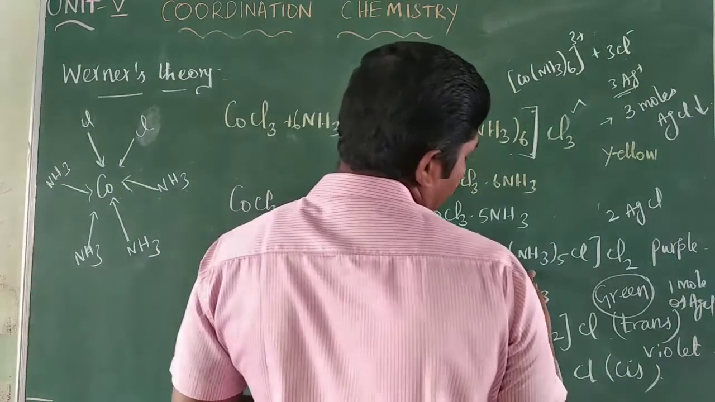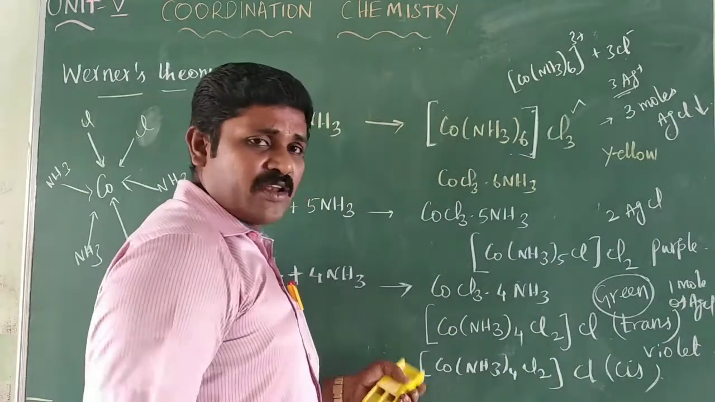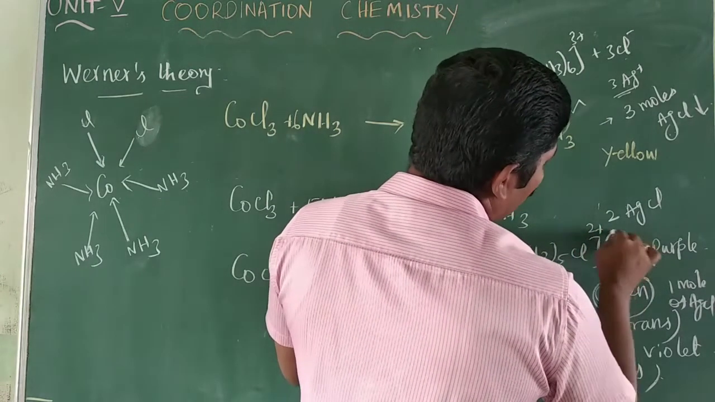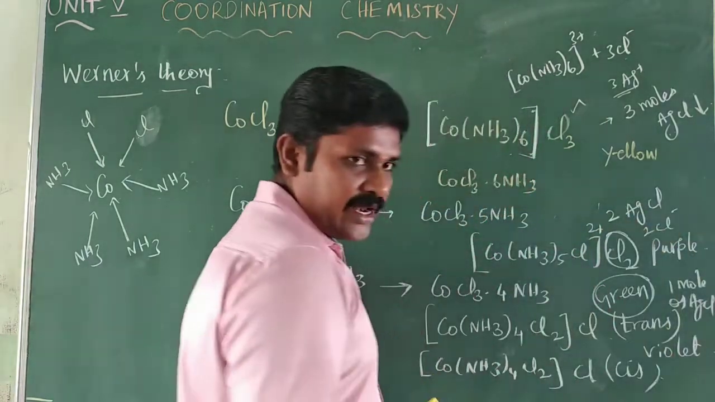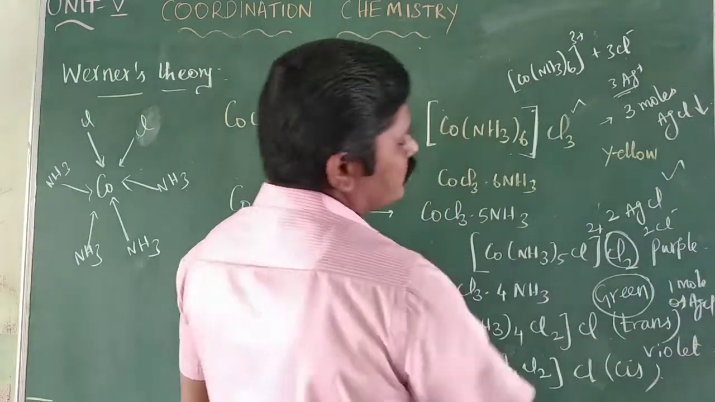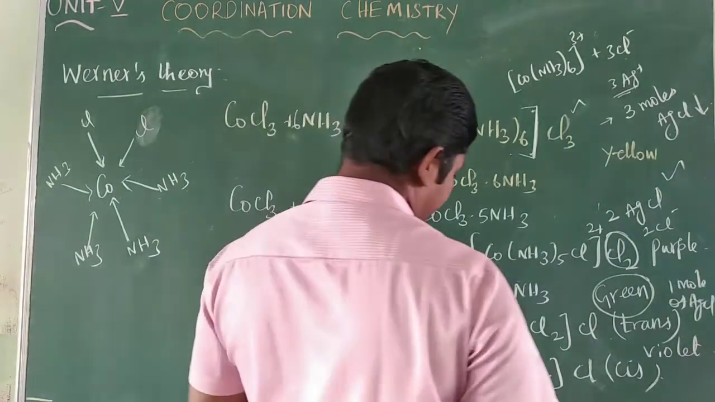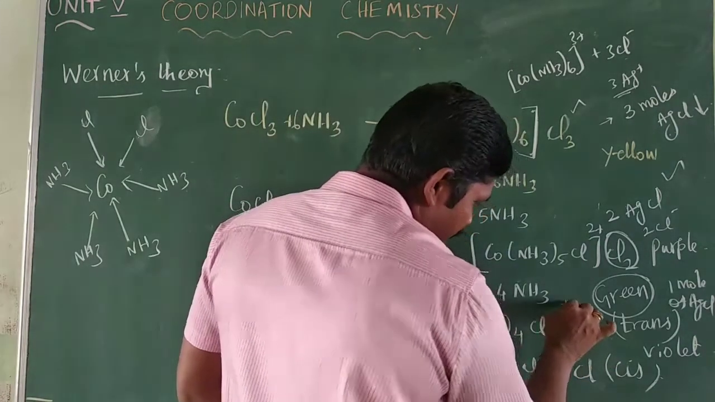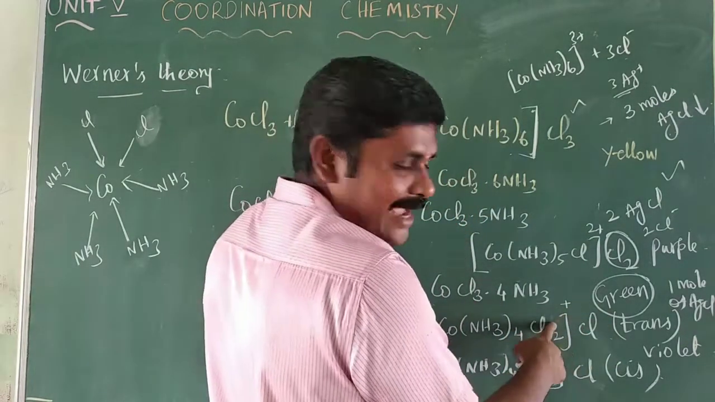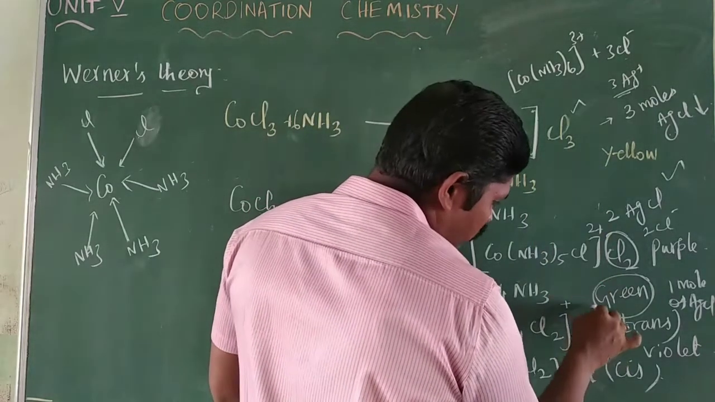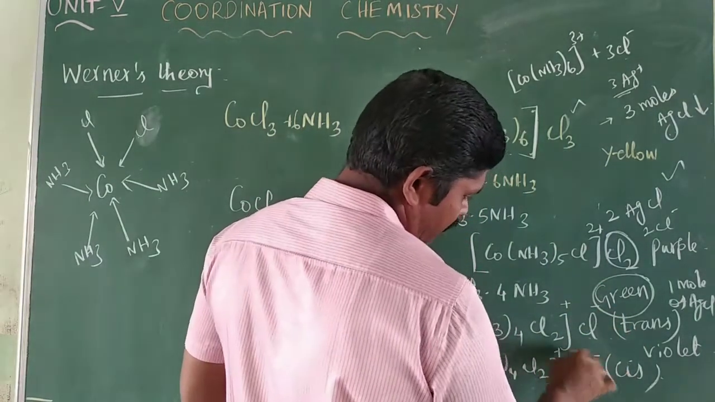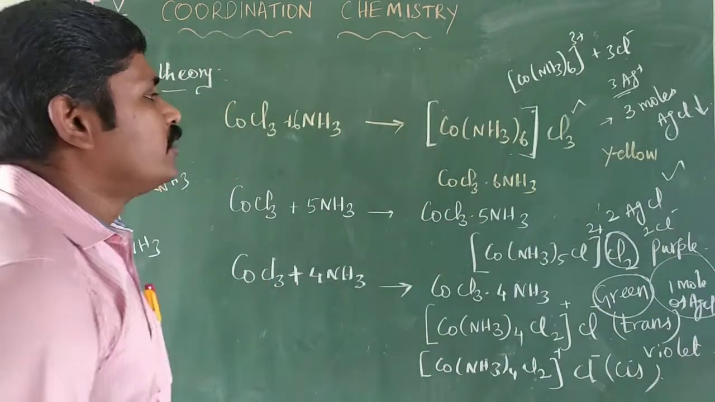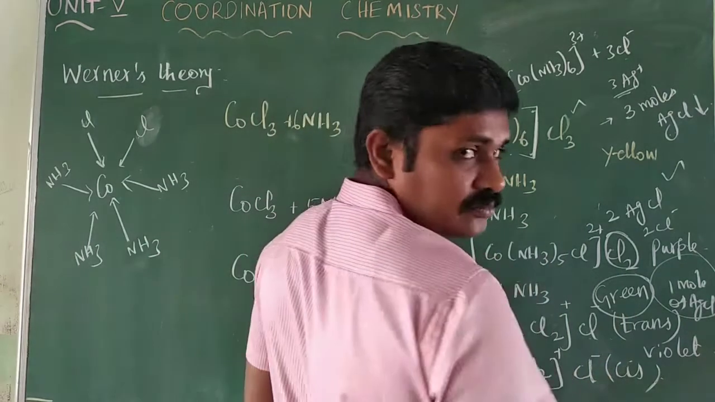Okay, so the second complex dissolves in water to give Co(NH3)5Cl 2+ and 2Cl minus ions. 2Cl minus ions, so 2 moles of AgCl are precipitated. In both the third and fourth compounds, there is a complex cation and only one counter ion, Cl minus ion. So 1 mole of AgCl is precipitated. White precipitate occurs, right?